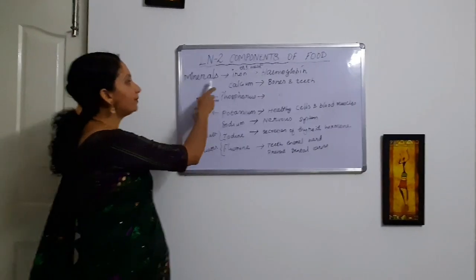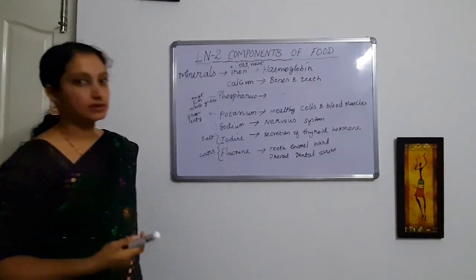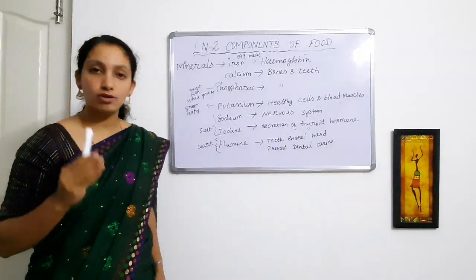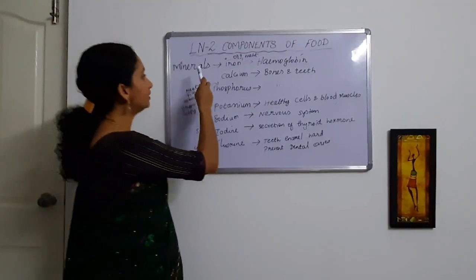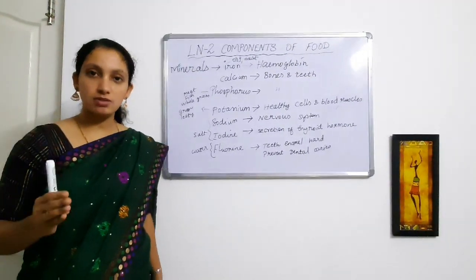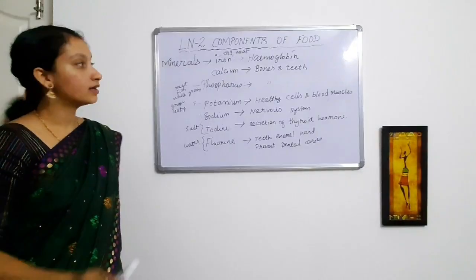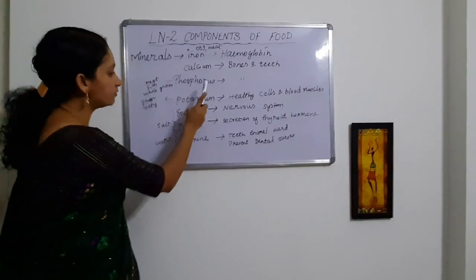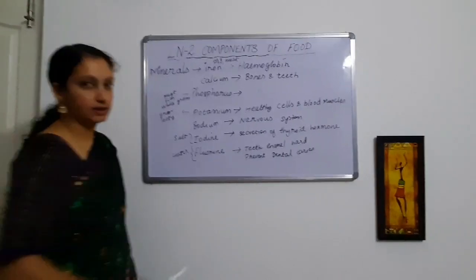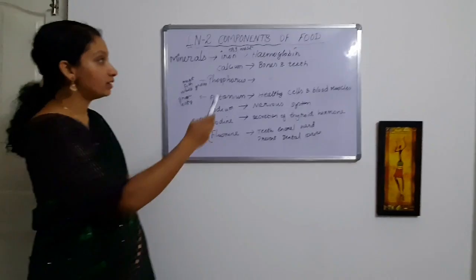Next we'll move to minerals. We have all these minerals to include in our diet. Each one has its own function. So what are these minerals? These are components which have to be included in our diet, but in lesser quantity. The first one is iron. Second, calcium. Third, phosphorus. Next is potassium, sodium, iodine and fluorine. All these are important minerals to be included in our diet. One by one we see now.